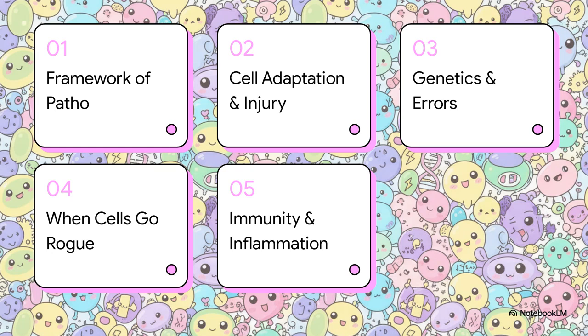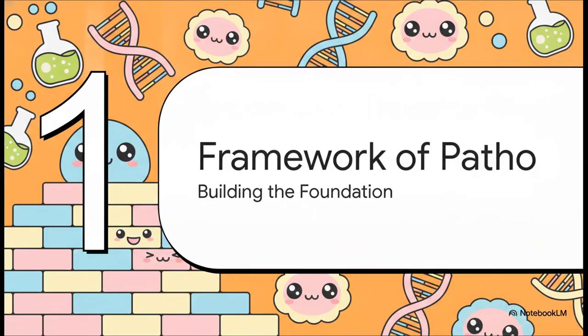So here's our game plan for today. We're hitting the framework of pathophysiology, cell adaptation, injury, and death. Then we'll look at genetics and congenital errors, what happens when cells go completely rogue, and wrap it all up with immunity and inflammation. Section 1. The Framework of Pathophysiology, Building the Foundation.